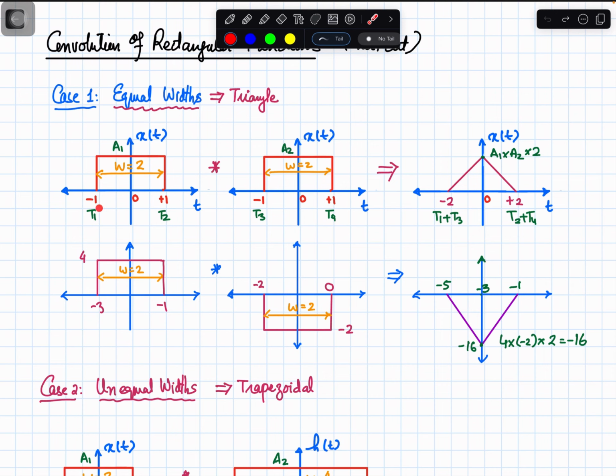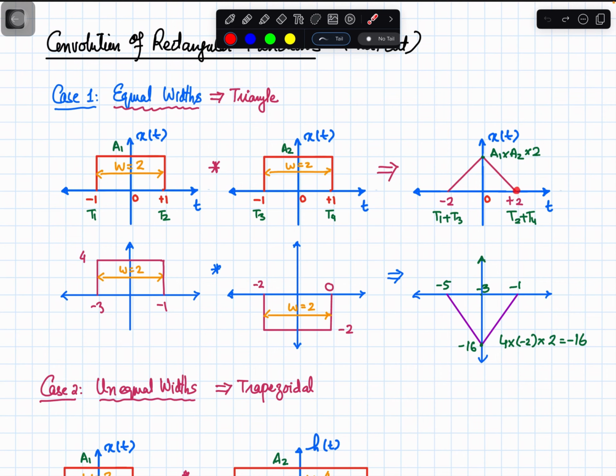So, let us suppose that this time is t1, this one is t2, this one is t3 and this one is t4. So, the lower limit of your triangular function will be equal to the sum of the lower limits of the two rectangular functions which are given to you. So, here it is minus 1, here it is minus 1. So, the sum is minus 2. So, our triangular function will be starting from minus 2.